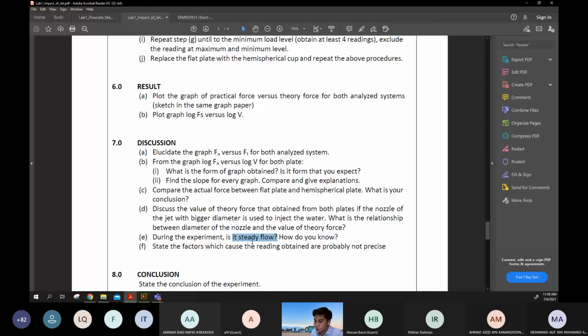State the factor which causes the readings obtained to be probably not precise. This is the error. Okay, for the discussion part, please help me break it down. For the discussion A, please answer separately, because I need to give you the appropriate mark for the given discussion.